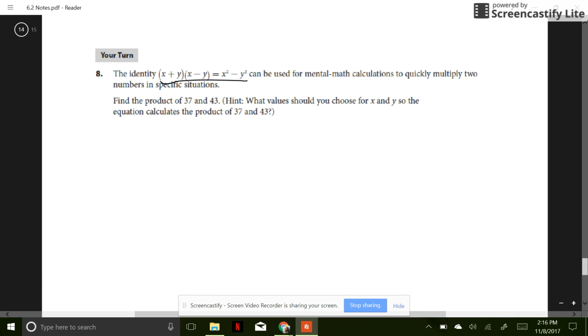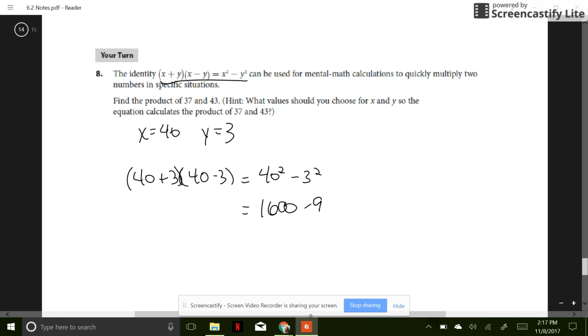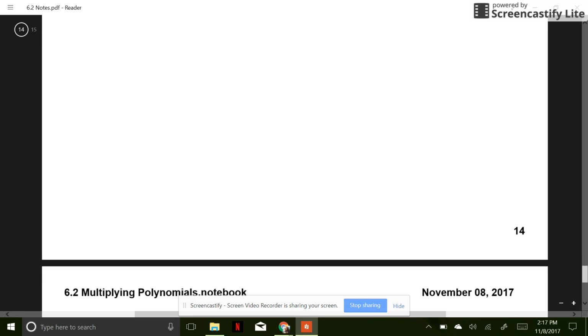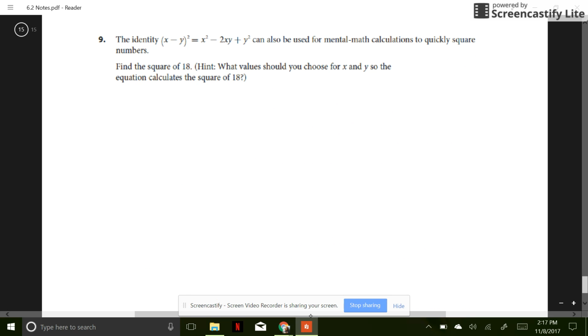So we're going to use this identity here. We want to find the product of 37 and 43. So if we notice, those two values are both 3 away from 40. So if we let x be 40 and y be 3, we take (40 plus 3) times (40 minus 3). This should equal our x squared minus our y squared. That's 1600 minus 9, which is 1591. So the key is to pick the nice numbers you know should come out easily for you.